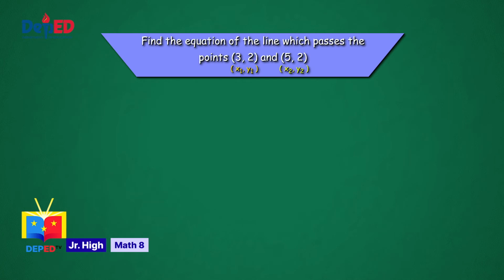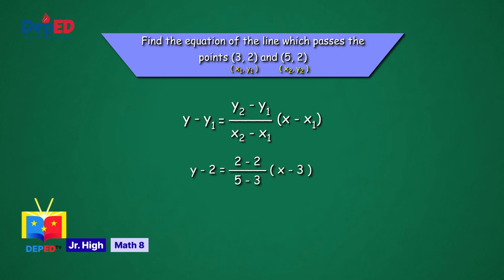Let us now find the last equation of the line, which passes through the points (3, 2) and (5, 2). We will use the two-point form to write the equation. So let us take these points and substitute them into the formula. y minus 2 equals (2 minus 2) over (5 minus 3) times the quantity (x minus 3).